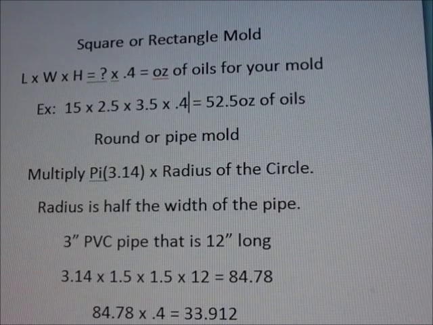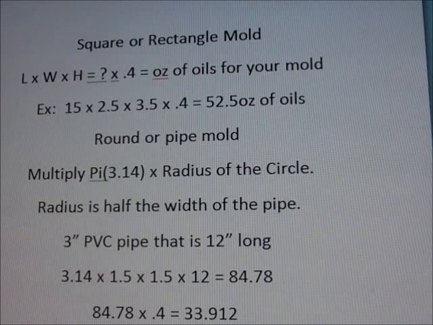So in other words, you'll multiply length times width times height. That'll give you a number. Then you multiply that number by 0.4, and that'll give you the ounces of oils for your mold.